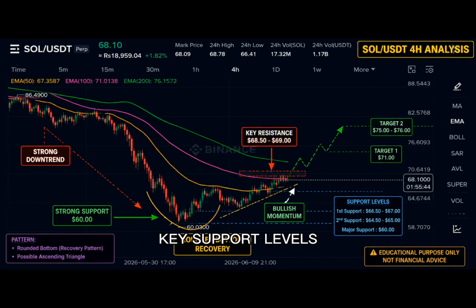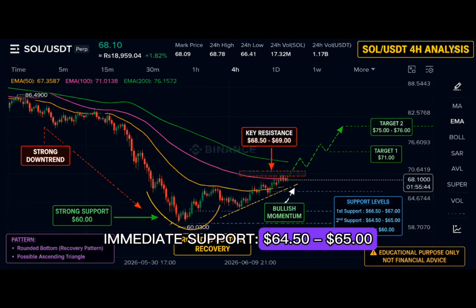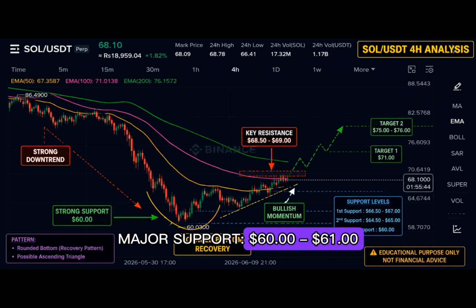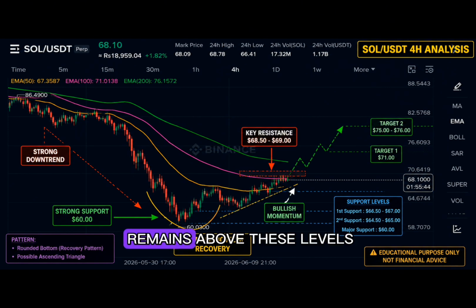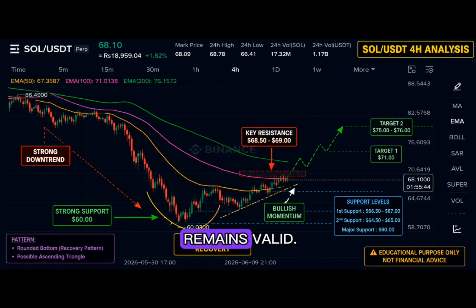Key support levels. Immediate support, $64.50 to $65. Major support, $60 to $61. As long as price remains above these levels, the bullish recovery remains valid.